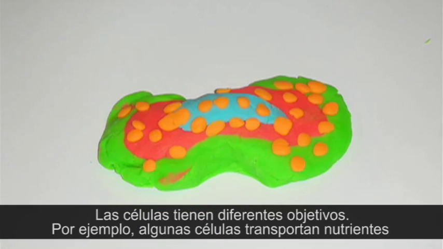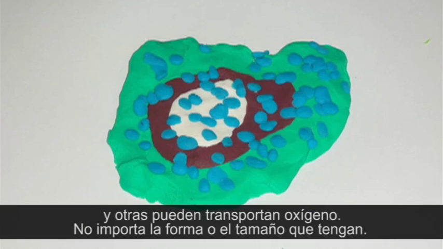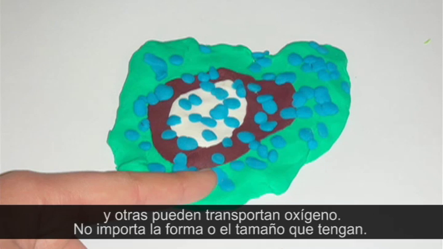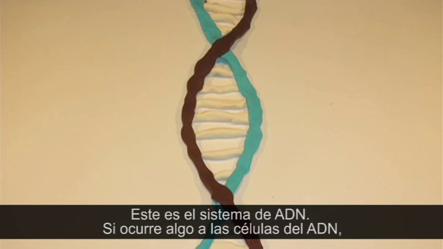Cells all have different purposes. For example, some cells carry nutrients and some can carry oxygen. It doesn't matter what shape or size it is. There are many different cells in DNA. This is the DNA system.